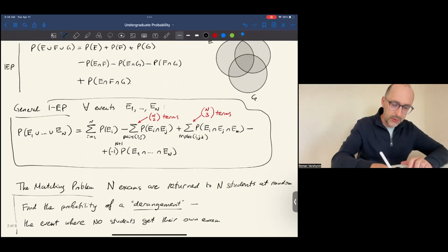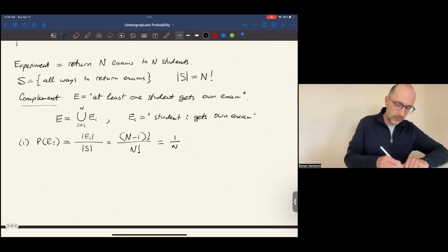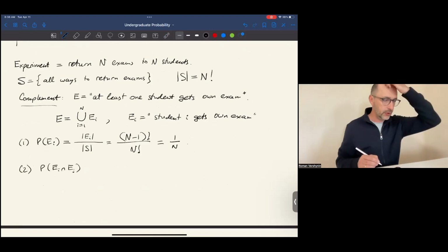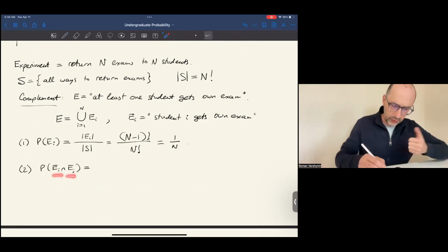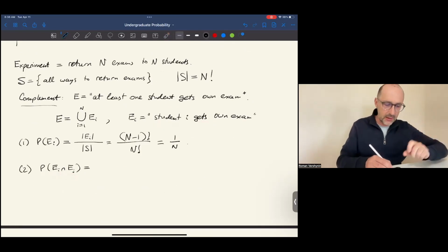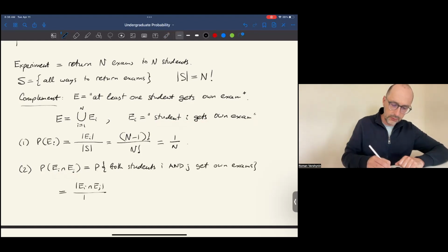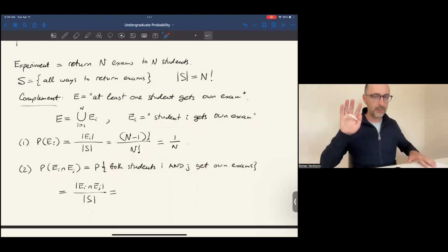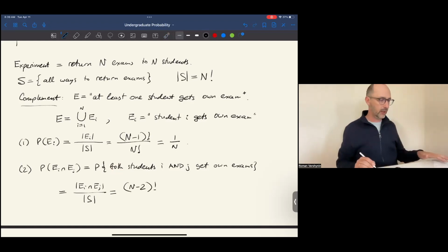Next, let's compute the probabilities of the intersections. Now we're fixing two students, I and J, and we're computing the probability of the intersection. Intersection means "and." That means we're looking at the probability that both students, I and J, get their own exams. So it reduces to counting the number of ways to return exams so that two specific students get their own, and that is (n-2)! ways.